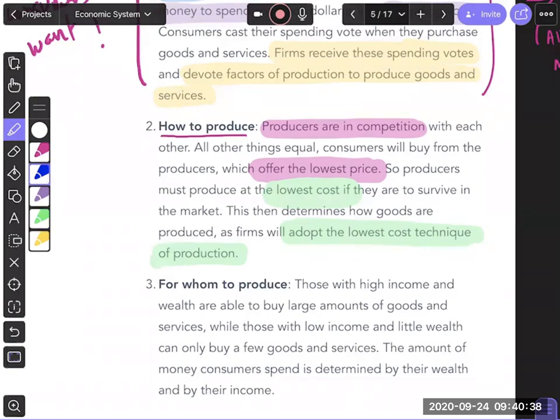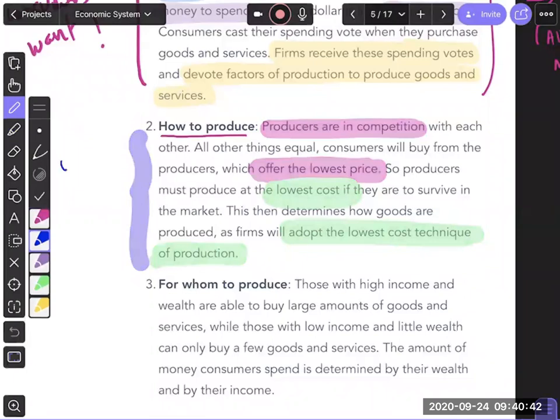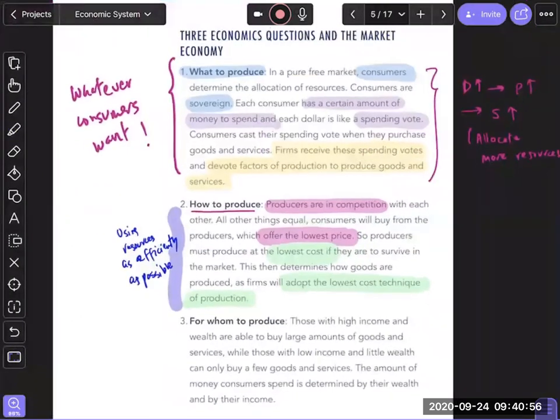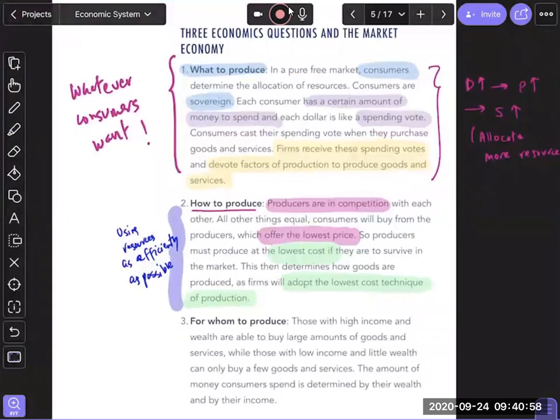So how to produce, basically the answer for this one would be using resources as efficiently as possible. And the reason is simple, because if you're not efficient, nobody's going to buy from you, because producers and consumers are in competition with each other.